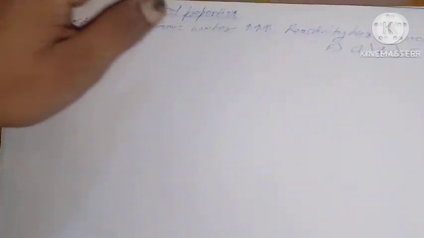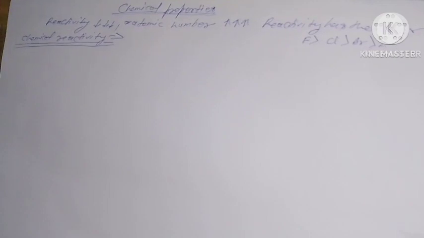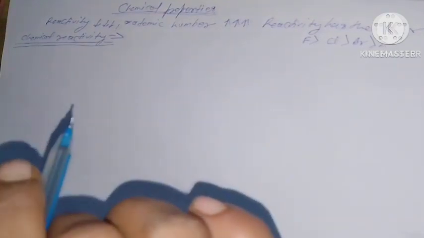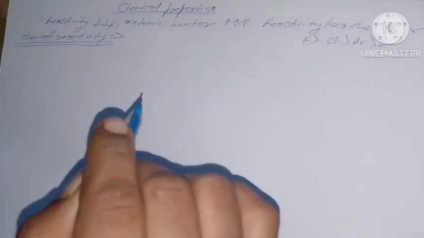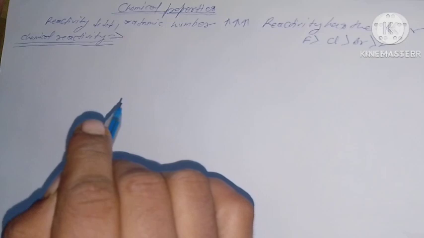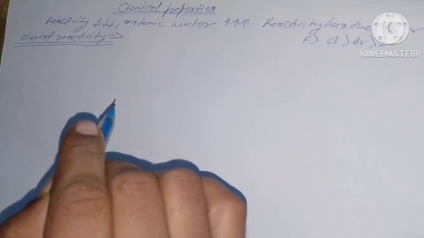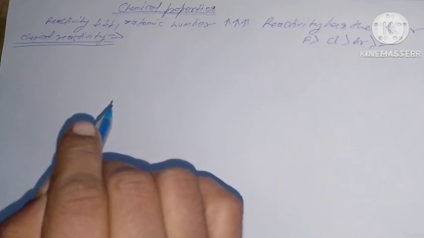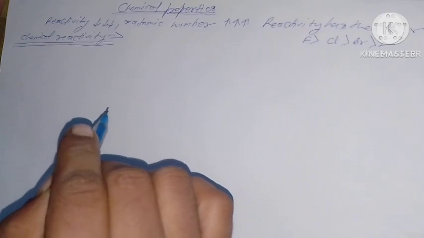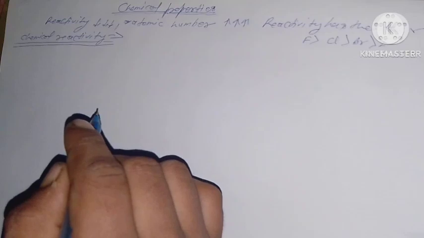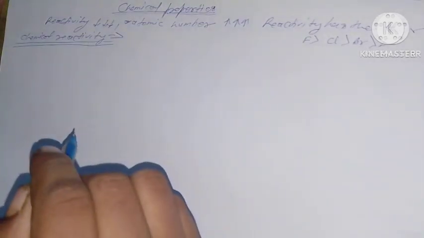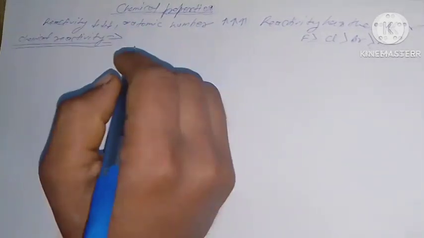Halogens are chemically highly reactive. Like alkali metals, fluorine is the most reactive element and reactivity decreases with increase in atomic number. Hence, iodine is least reactive.